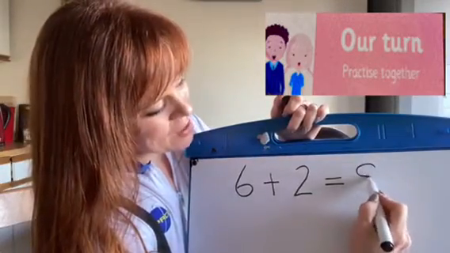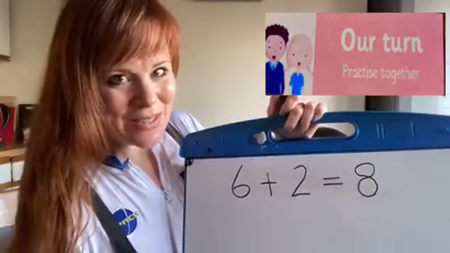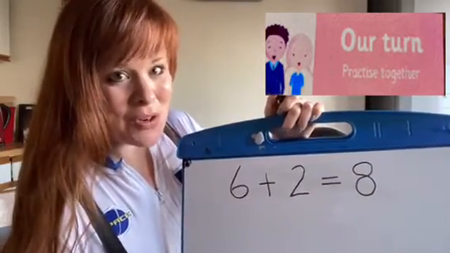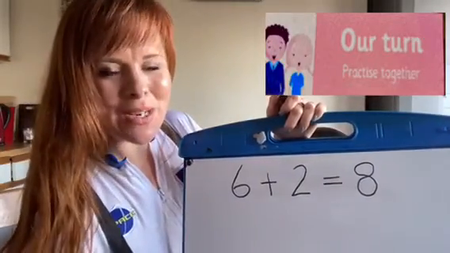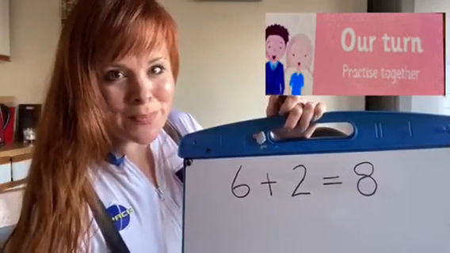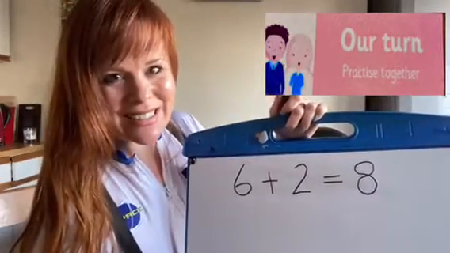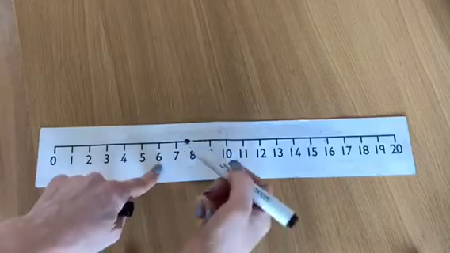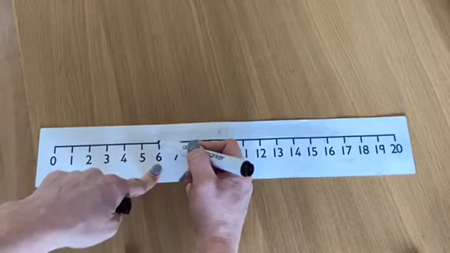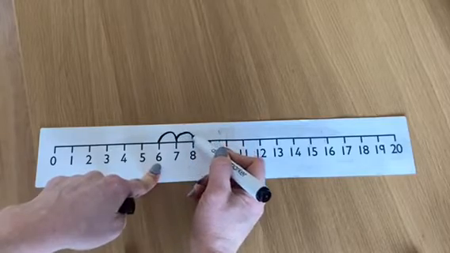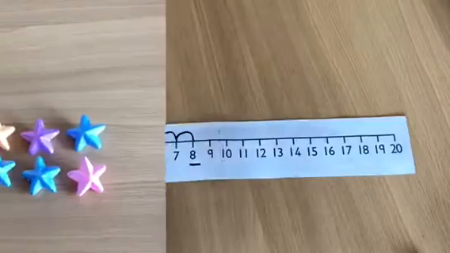So after your equal sign, you should have written the number 8. Just check and see if that's what you got too. Also have a look and just make sure your numbers are formed the correct way. If you got them back to front, don't worry, you can always practice. On the number line, we start on the number 6. Because there are 6 stars, we add 2, because in the second group there were 2. 1, 2. Again, you can see our answer is 8.